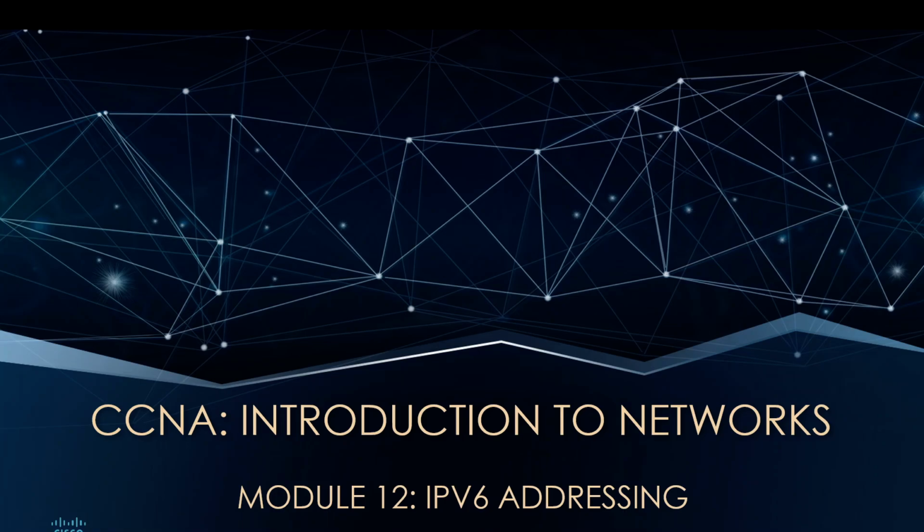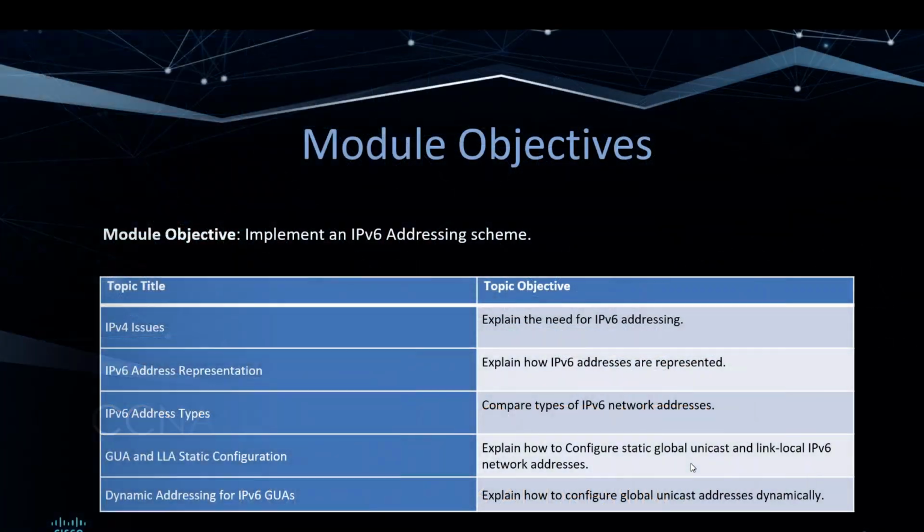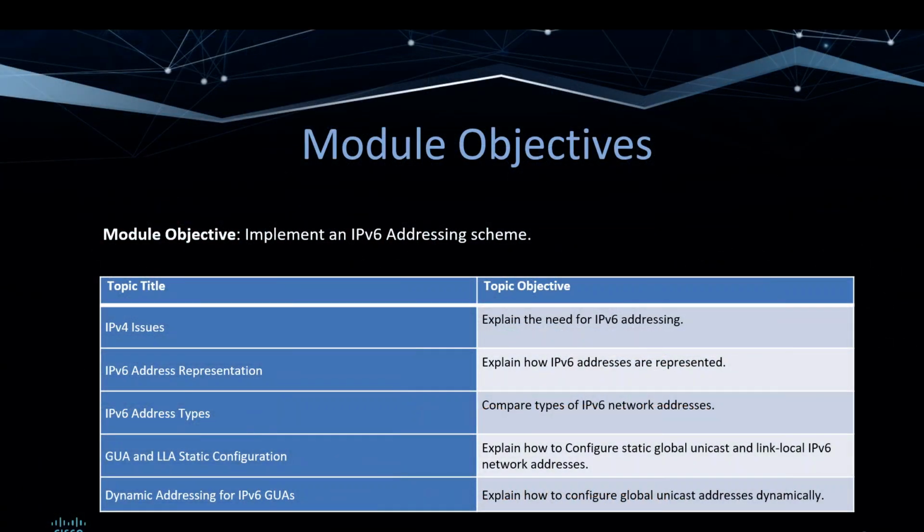Hello and welcome. In today's video, we're going to cover chapter 12, IPv6 addresses. So this chapter is part, of course, of the CCNA Introduction to Networks. Things that we're going to learn in this chapter: we're going to actually learn how IPv6 came to overcome the depletion of IPv4.